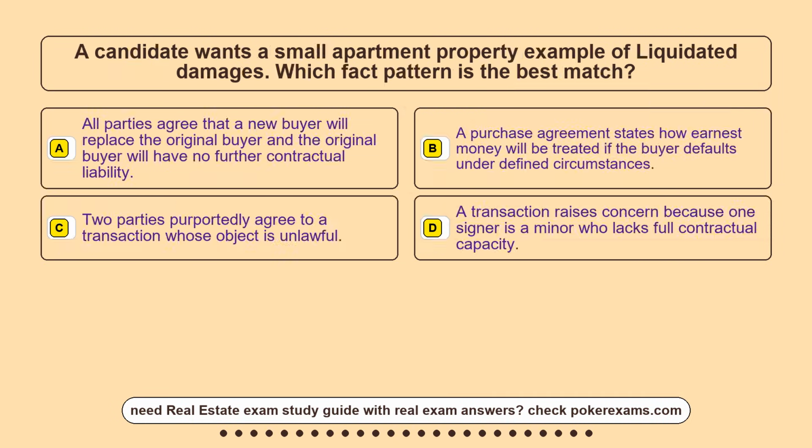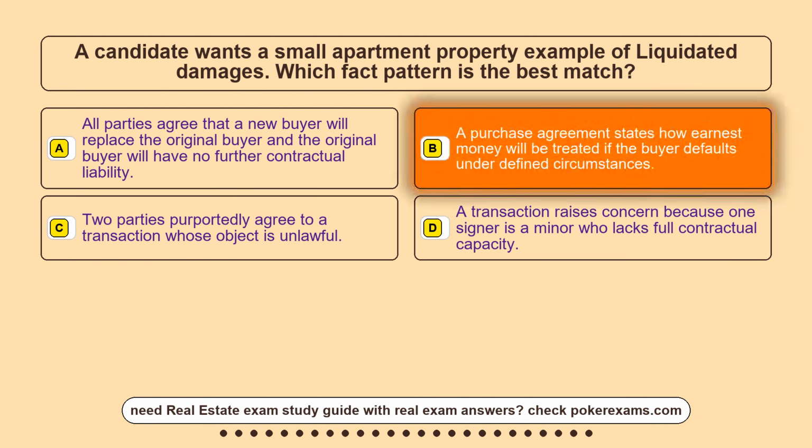Question 15. A candidate wants a small apartment property example of liquidated damages. Which fact pattern is the best match? Option A. All parties agree that a new buyer will replace the original buyer and the original buyer will have no further contractual liability. Option B. A purchase agreement states how earnest money will be treated if the buyer defaults under defined circumstances. Option C. Two parties purportedly agree to a transaction whose object is unlawful. Option D. A transaction raises concern because one signer is a minor who lacks full contractual capacity.